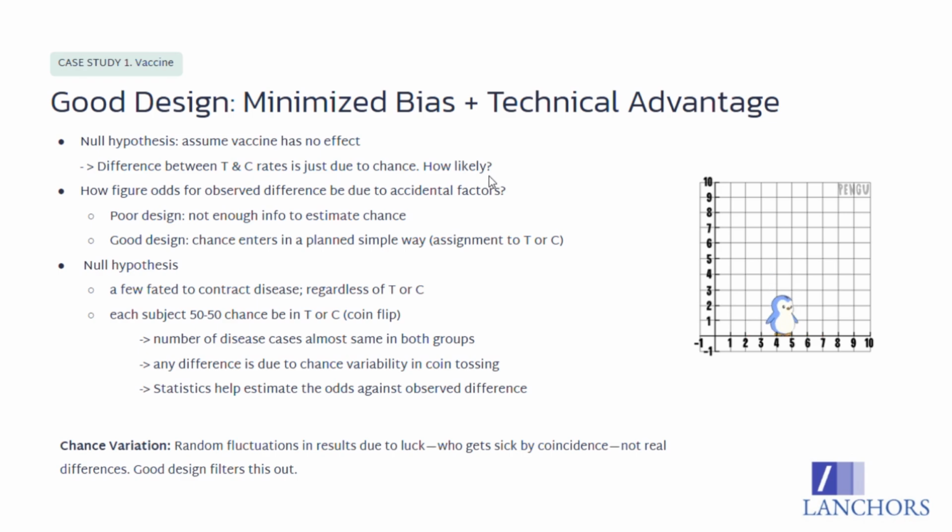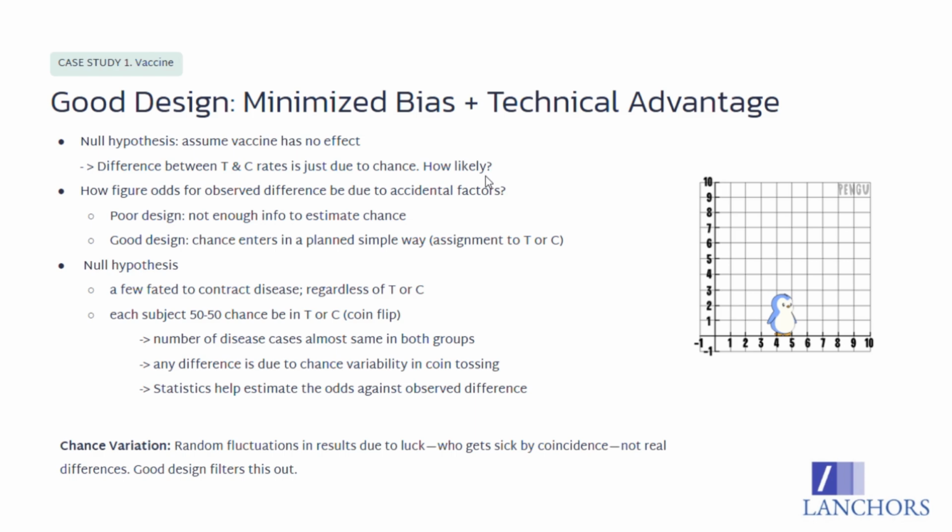Then, as a result of this assumption, you logically conclude that under this assumption, the difference between rates of disease for the treatment and control group is just due to chance, okay? Because you assume the vaccine has no effect. Then any difference you see between treatment and control group in a well-controlled experiment should be only due to pure chance.